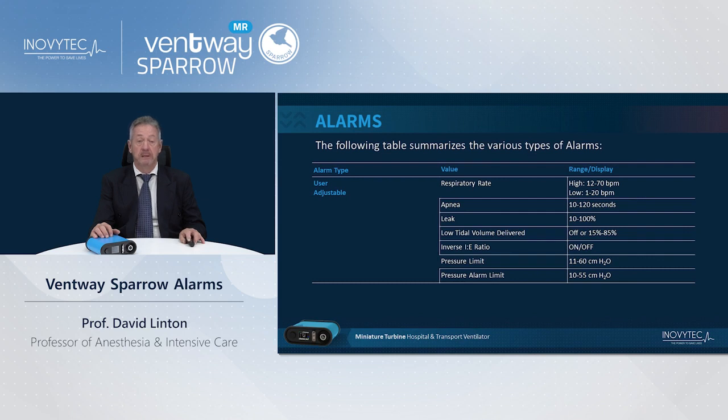You can adjust the volume of the alarm from a 1 low level to a 4 very high level. You can adjust the pressure limits between 11 and 60, and obviously in a child you want to bring that right down to 25 or 30. You can adjust the pressure alarm limit between 10 and 55 centimeters.